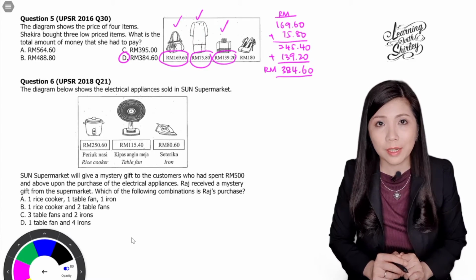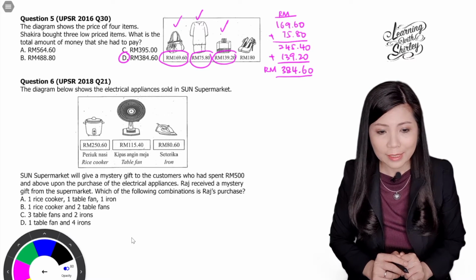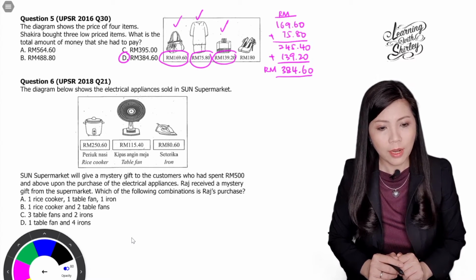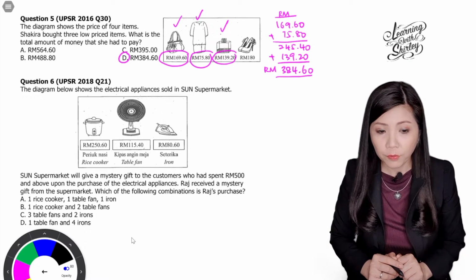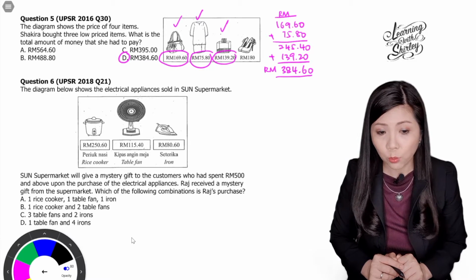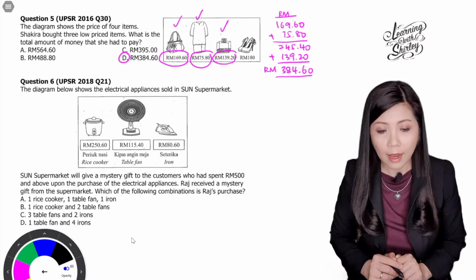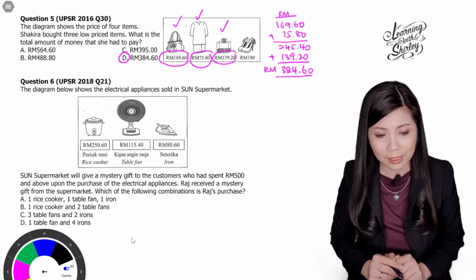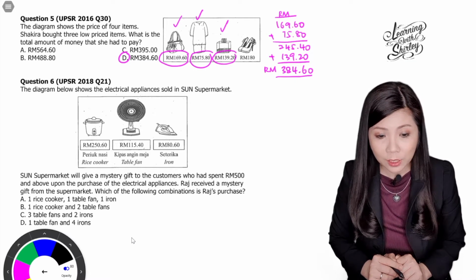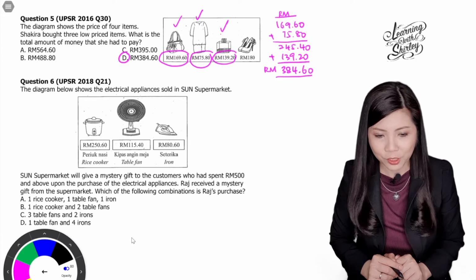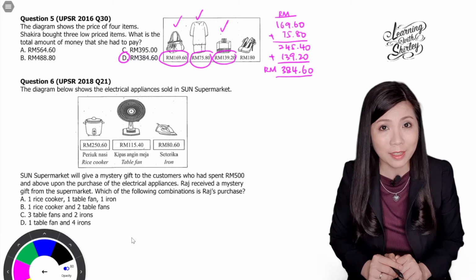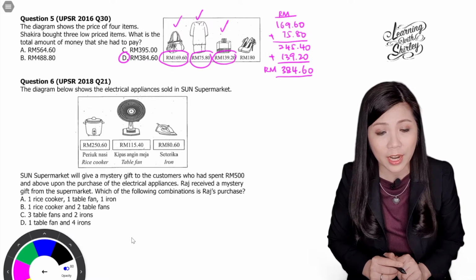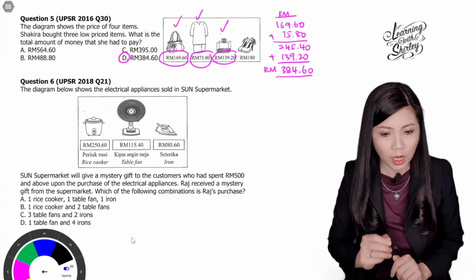Let's move on to question number 6. So UPSR 2018, question 21. The diagram below shows the electrical appliances sold in Sun Supermarket. The rice cooker is 250 ringgit 60 cents, the table fan is 115 ringgit and 40 cents, and the iron is 80 ringgit 60 cents. Sun Supermarket will give a mystery gift to the customers who had spent 500 ringgit and above upon the purchase of the electrical appliances. Raj received a mystery gift from the supermarket. It means that he spent more than 500 ringgit. Which of the following combinations did Raj purchase?